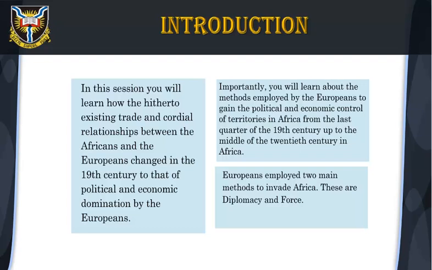Africans and the Europeans changed in the 19th century to that of political and economic domination by the Europeans. Importantly, you will learn about the methods employed by the Europeans to gain the political and economic control of territories in Africa from the last quarter of the 19th century up to the middle of the 20th century. Europeans employed two main methods to invade Africa. These are diplomacy and force.